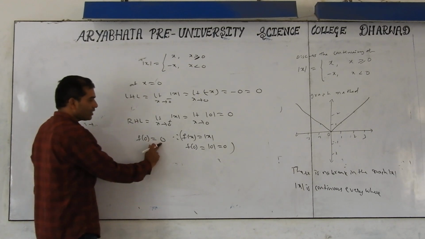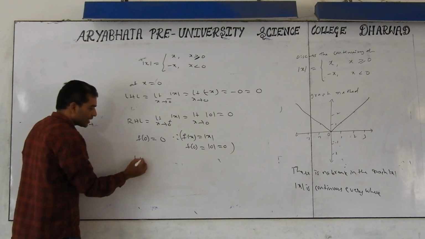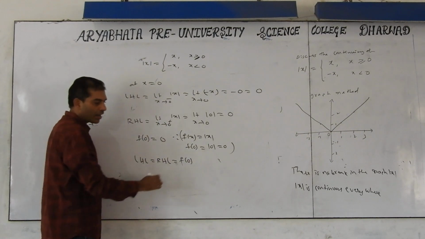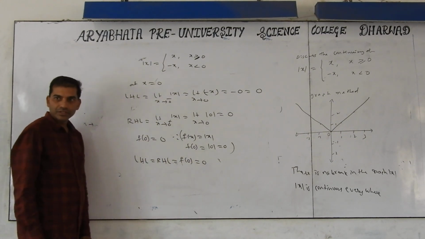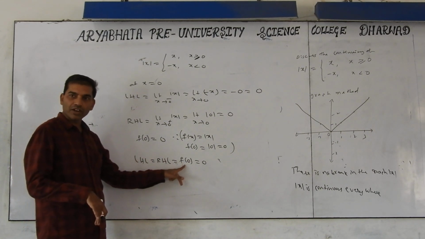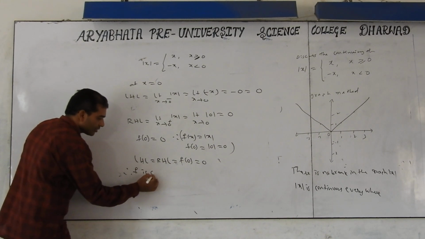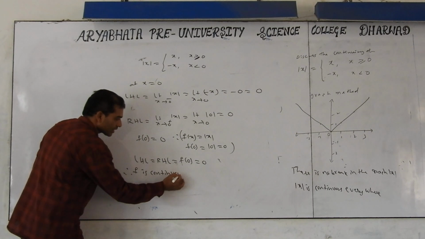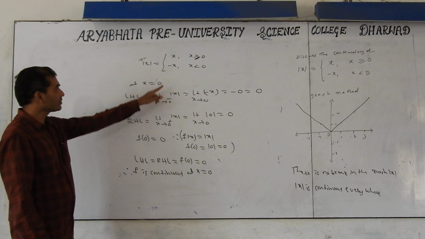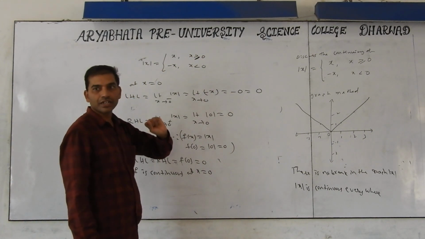Okay? The function value, limit value, left limit and right limit all are equal. LHL equal to RHL equal to function value. The left limit equals the right limit, which means the limit exists at that point 0, and the function value is also equal. Therefore f is continuous at x equal to 0.